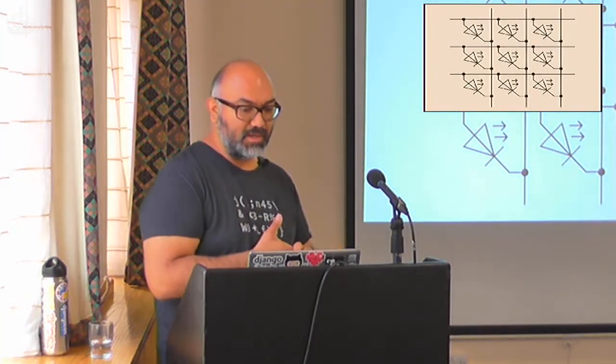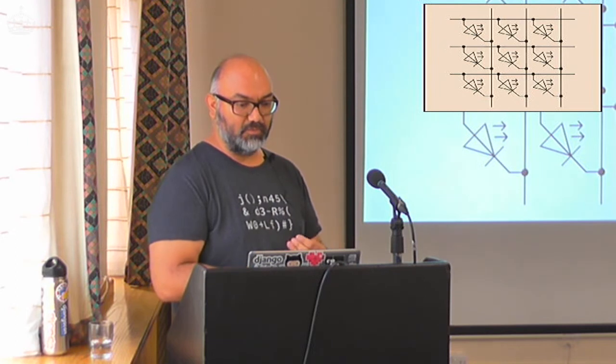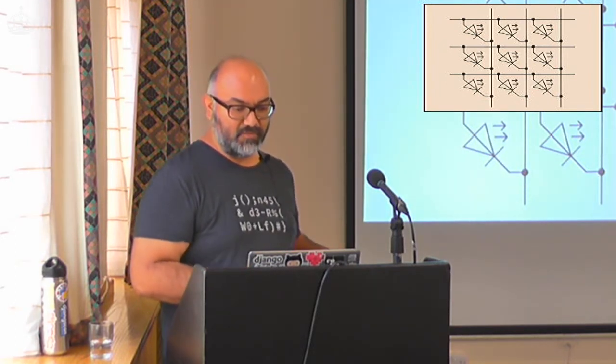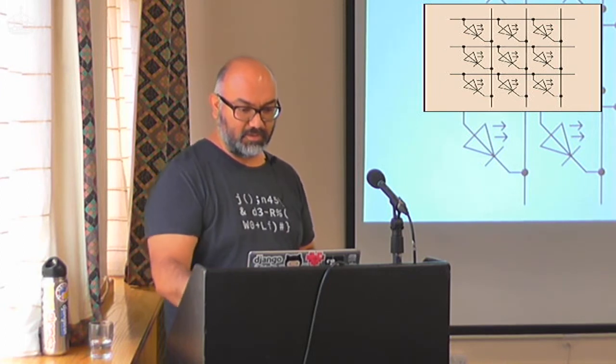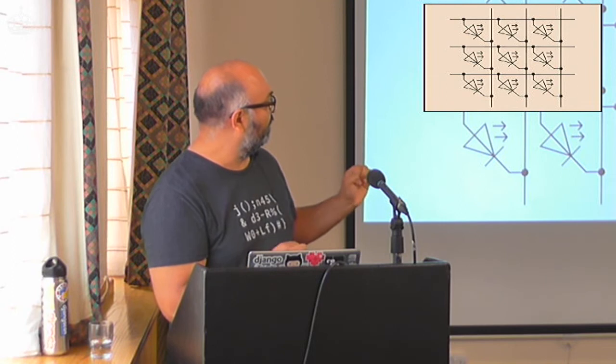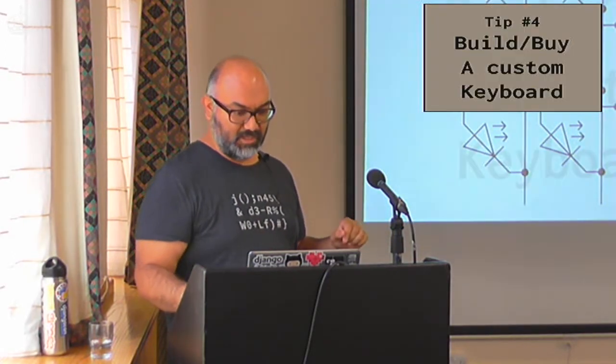So the Model M and the keyboards made with Cherry switches both work the same way, the way that all keyboards work. So this is the matrix. The matrix is a configuration of a grid on the printed circuit board. It's made up of wires, and essentially when you hit a key, it closes the switch and sends a signal to the keyboard. So tip number 4 is to buy or build a custom keyboard.